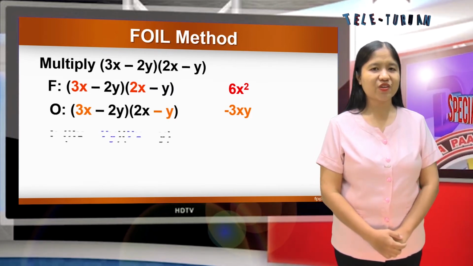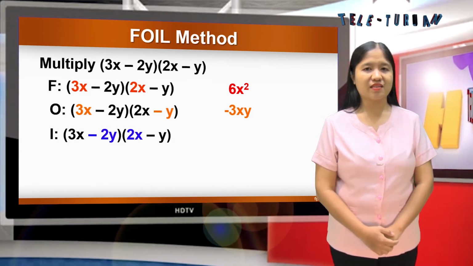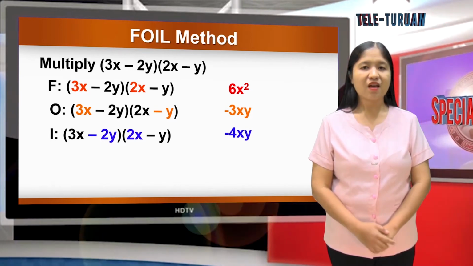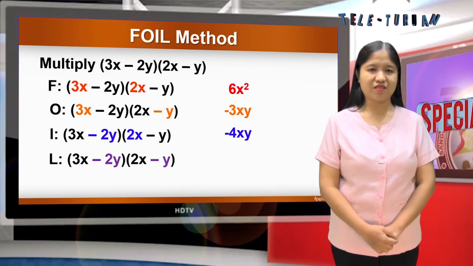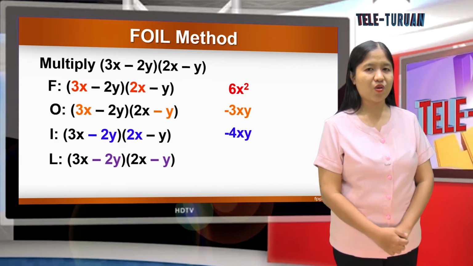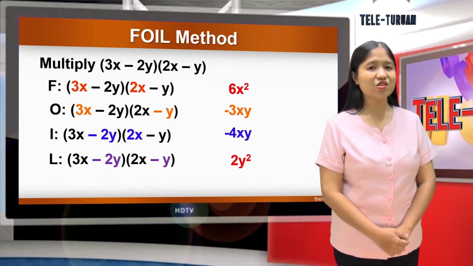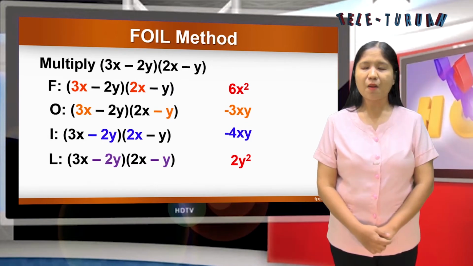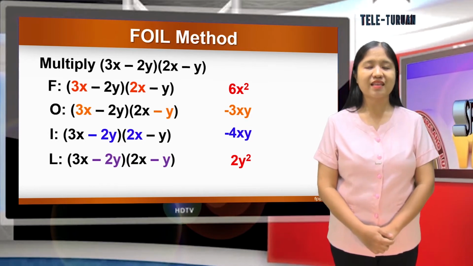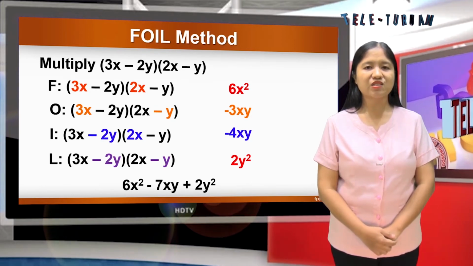Then, multiply the inner terms. It is negative y times 2x. It will yield negative 4xy. Finally, multiply the last terms. It is negative 2y times negative y, which is equal to 2y squared. The result is 6x squared minus 3xy minus 4xy plus 2y squared. Combining similar terms, the answer is 6x squared minus 7xy plus 2y squared.